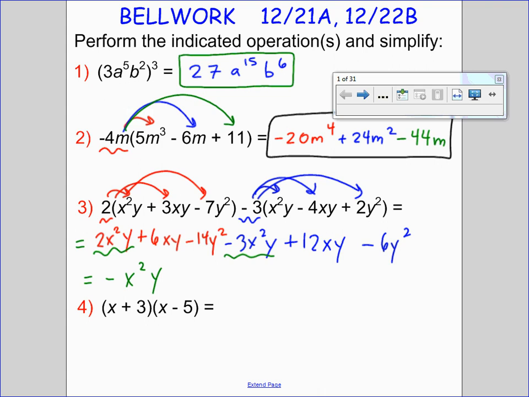Carson? 6xy and 12xy. Thank you. So 6xy and 12xy combined, we get plus 18xy. Awesome. And then any more like terms, Caitlin T? -14y squared and -6y squared. Thank you. Those will combine together to give -20y squared. It looks like we got it all now.